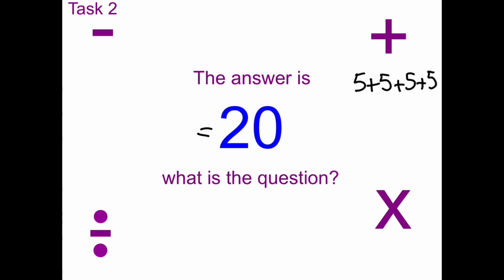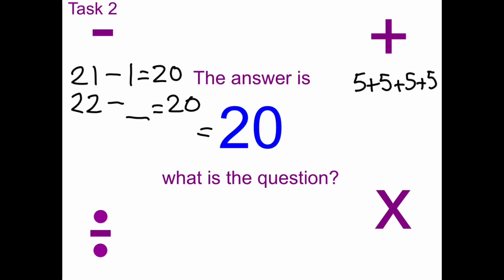So then, can you think of a takeaway where the answer is 20? Now, start with a really easy one. Think about, well, if I had 21, I'd only have to take away 1, and then I'd be back at 20. And you could turn this into another pattern. What about if you had 22? How many would you have to take away to end up back at 20? I'm not going to put the answer in there. I'm going to leave that blank. See if you can work out that one and maybe carry on that pattern.